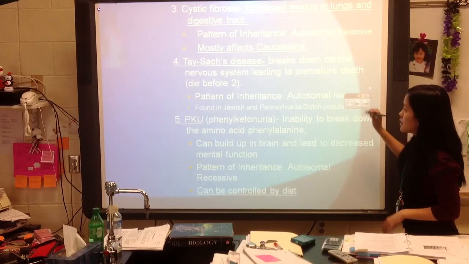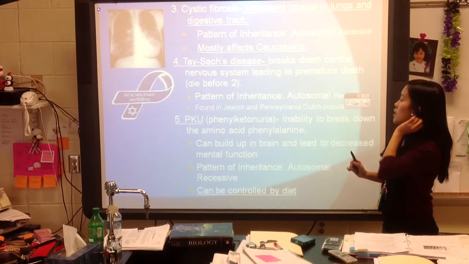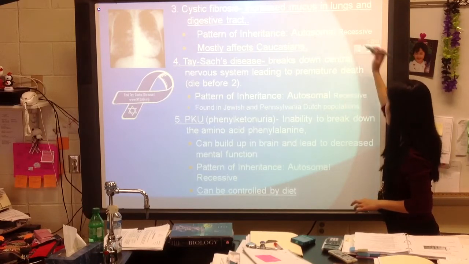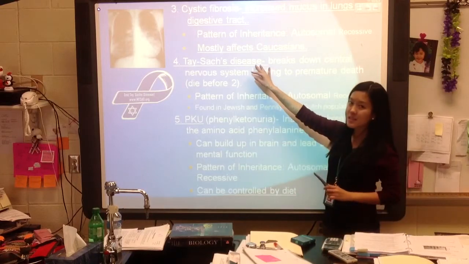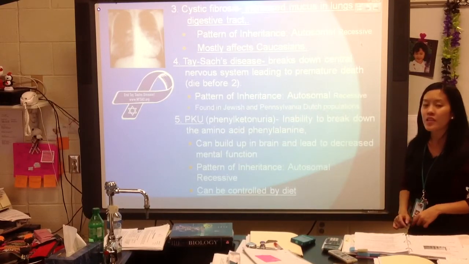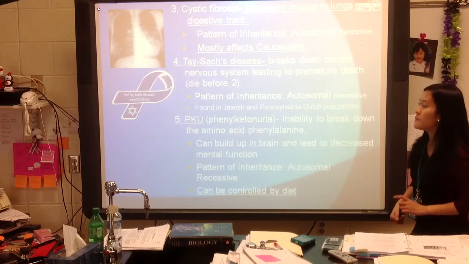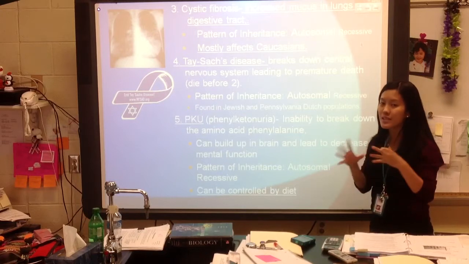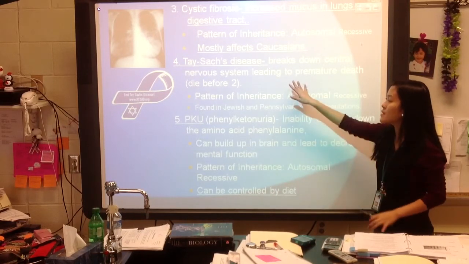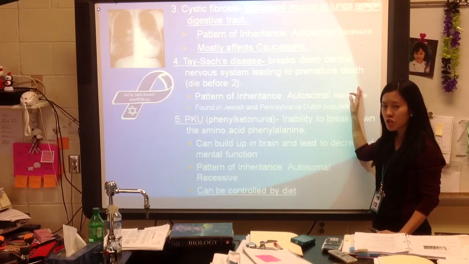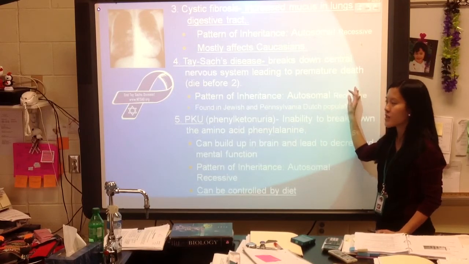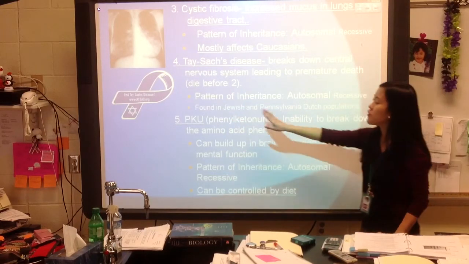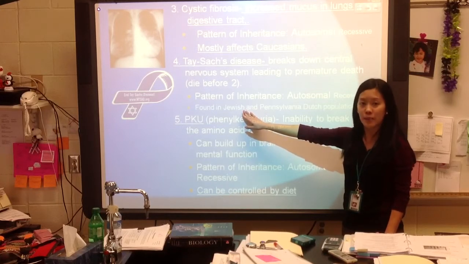Another disease that we need to know about that is also autosomal recessive is Tay-Sachs disease. Tay-Sachs disease is where we break down the central nervous system. So you actually break down your nerves, your brain cells, and actually breaks down your brain itself as well. This disease usually causes premature death, so children that have this will usually die before the age of 2. It's, again, recessive, and it's found predominantly in the Jewish population, okay?